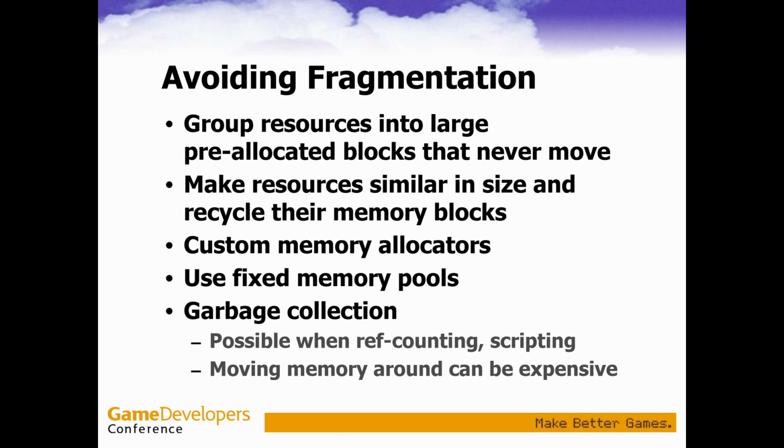So avoiding fragmentation, making sure that using blocks that don't move is the best way. Isolating them, again, like I said in the previous slide, is a great way. Using resources like textures that are similar in size. If you have a 128 by 128 texture, that can be reused in the same memory. Custom memory allocators do work, separating out blocks of memory so that common sizes are together. Works well. Fixed memory pools, very important.